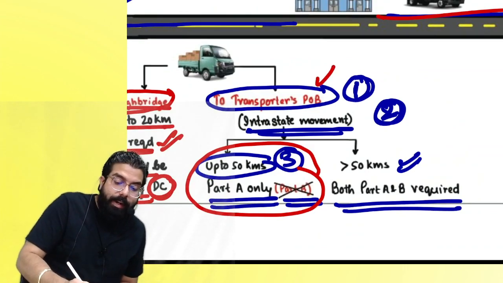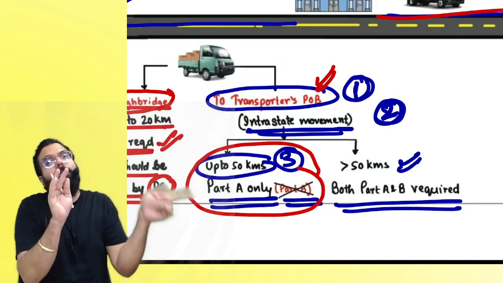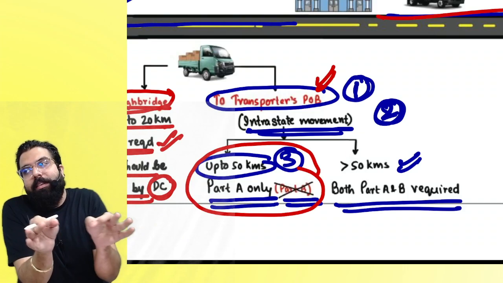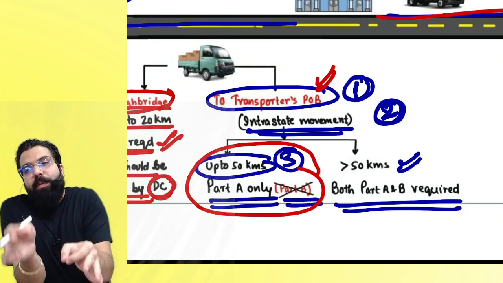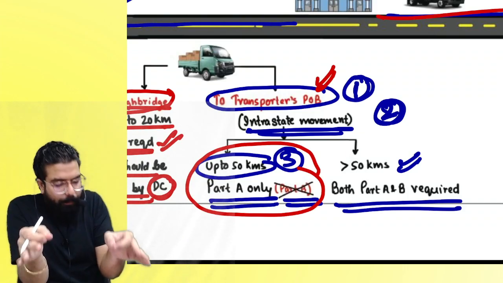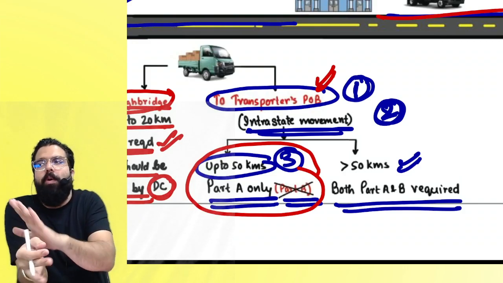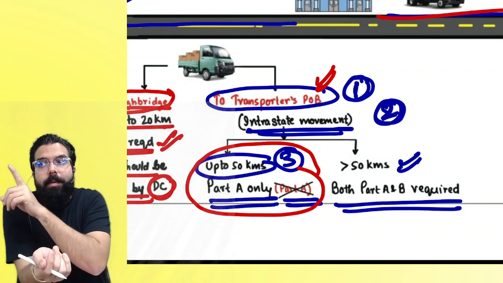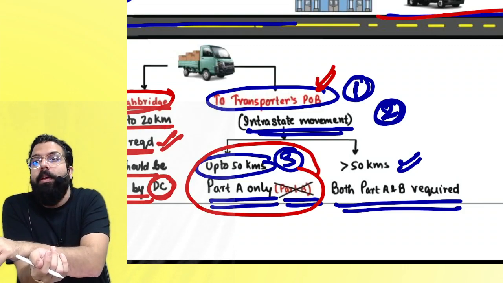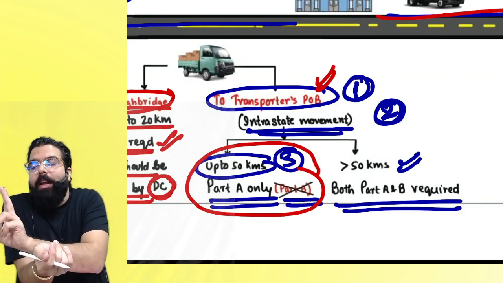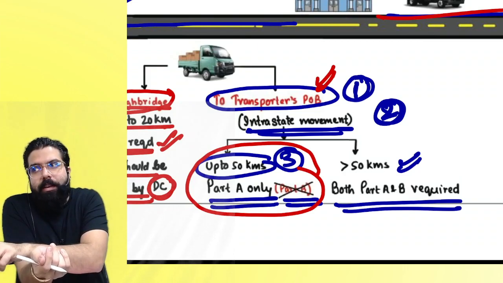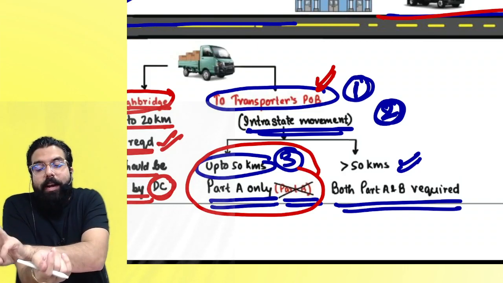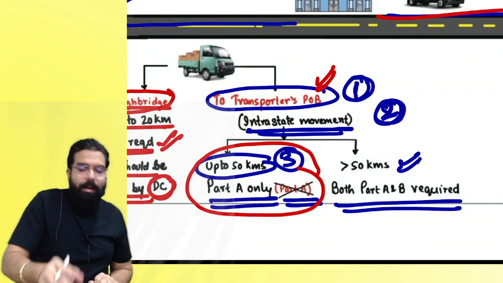Number two, sending it to the transporter's place, say your place. If the distance is less than, up to, 50 kilometers, only Part A is required, Part B is not required. Otherwise, whenever the consignment value is greater than 50,000, an e-way bill is required. Interstate movement for job work, an e-way bill is required. And the third one, interstate movement by a handicraft supplier who is exempted from registration, an e-way bill is mandatorily required.